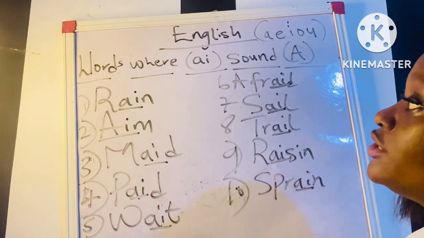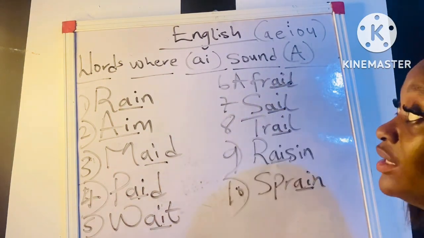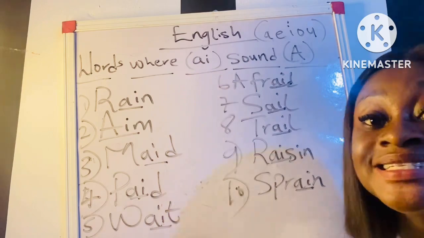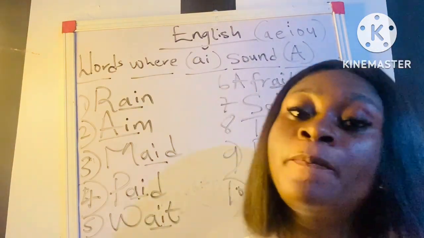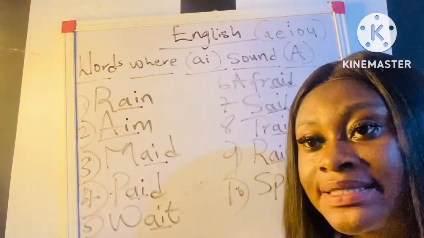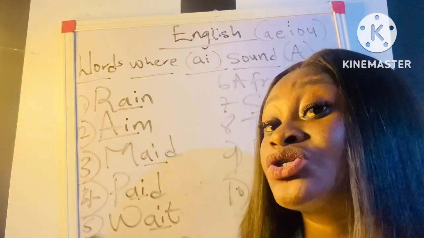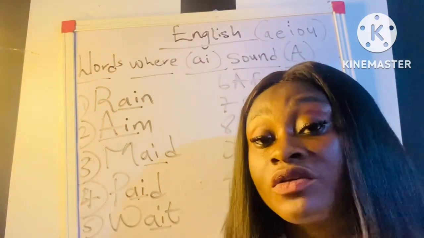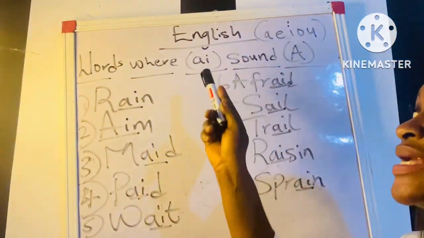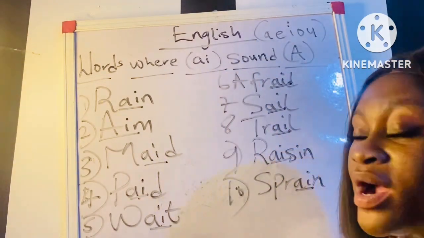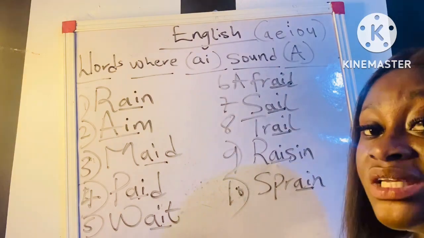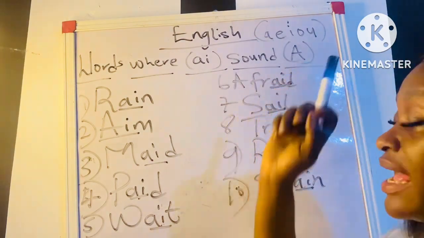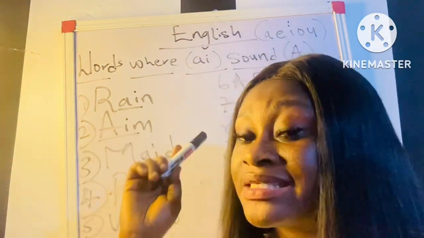Now, I told us that we're doing words that sound A, but they have letters AI. It is a logic. It is called word pattern, where you see some letters in a word and you just know that they automatically sound A. This is a logic for adults, okay? Know that some words that have AI are sounding A. And this A is a long vowel sound, okay?